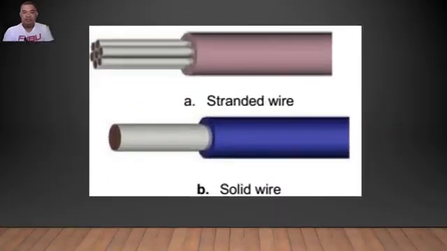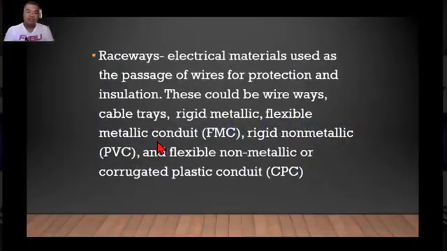Okay, so we have here the appearance of a stranded wire and the appearance of a solid wire. So usually a stranded wire has 7 strands, no? 7 strands made into one, no? Then a solid wire has only one, no? One single strand. Then raceway.